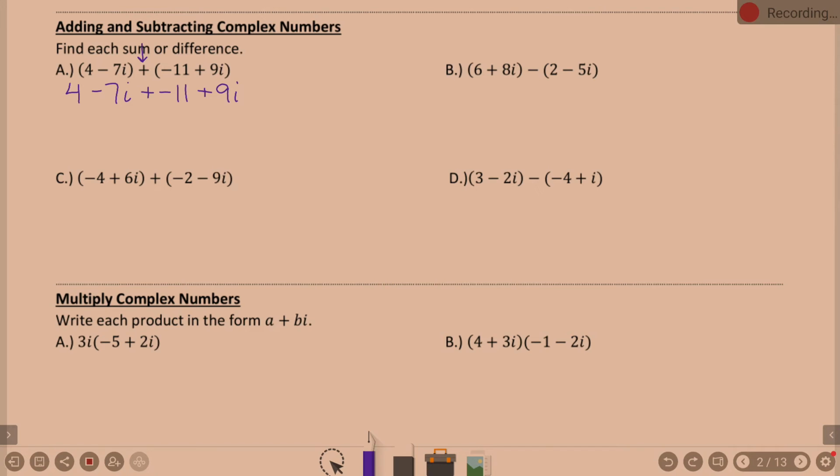what can we add here? Like terms, yes? I said it's just like if we had variables. 4 is going to go with what? The negative 11. And 4 plus negative 11 is going to be negative 7. And then what else do we have in the way of like terms? Negative 7i goes with 9i. This is me just trying to pair them up for you. I'm not saying you have to rewrite it like this. What is negative 7i plus 9i? 2i.